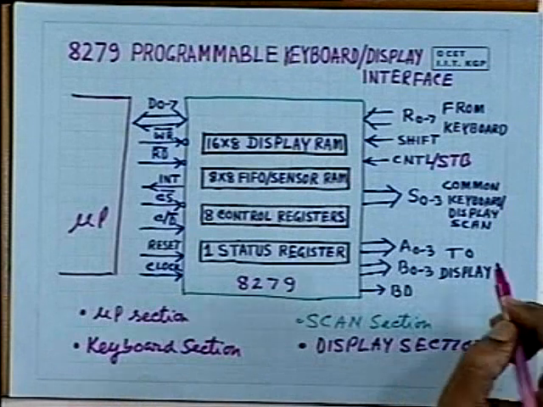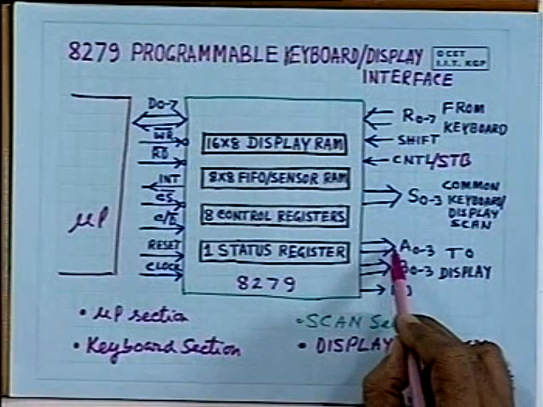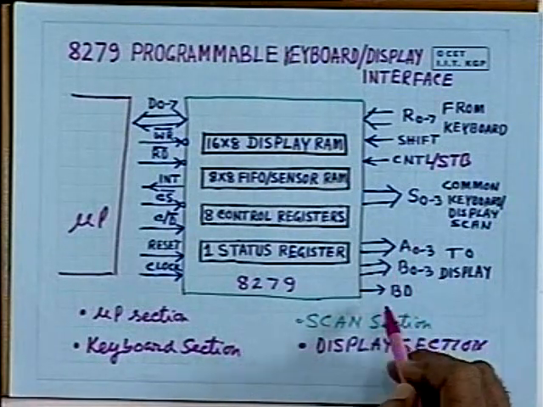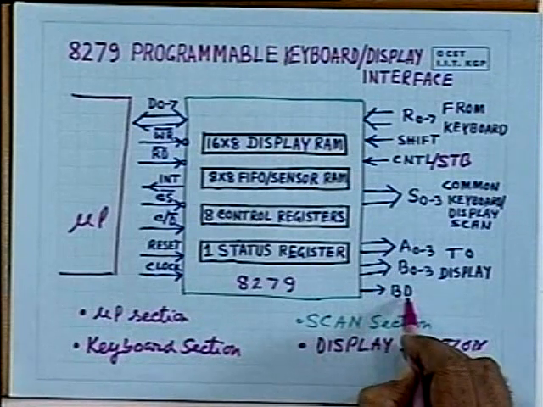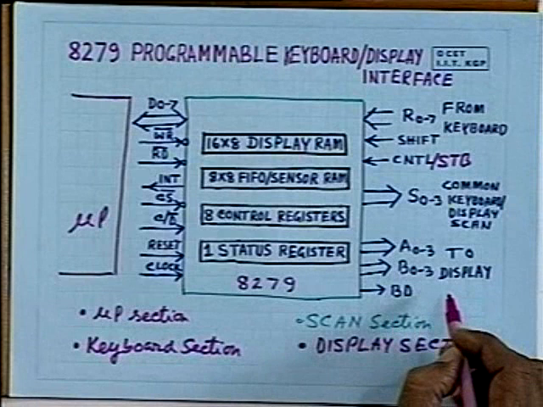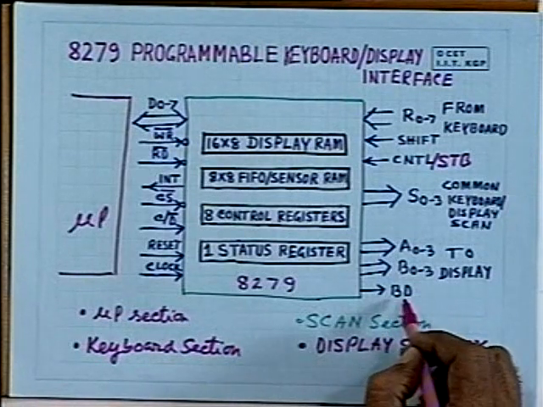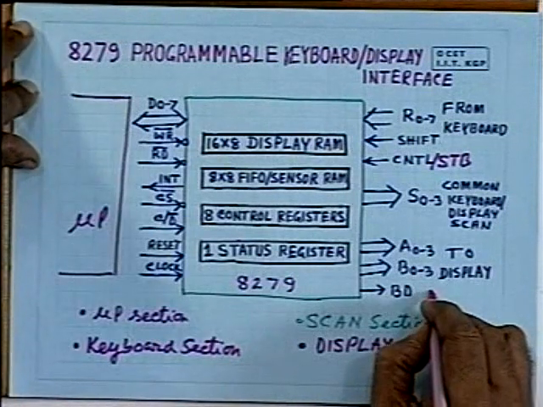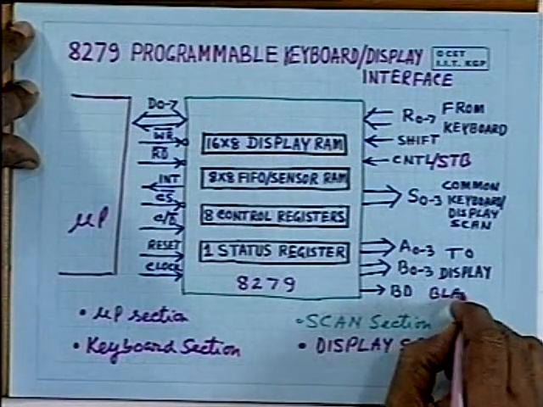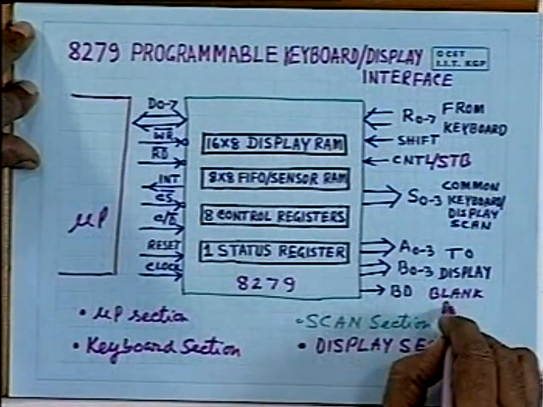In the display section, as you can see here, there are 4 plus 4, 8 lines and 1 BD line. This BD line is used for display purposes. It is used to blank the display. BD stands for blank display. Whenever you want to blank the display, this can be used.